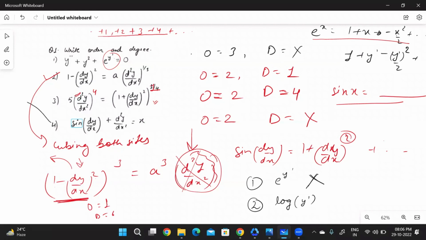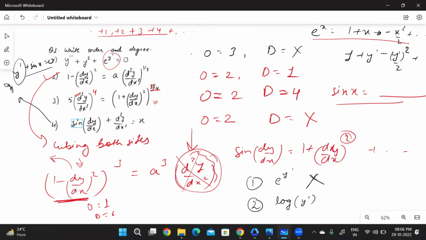Let's say in this fourth one, the question is y dash plus sine x equals 0. So this is a differential equation. Both have order and degree. The order is 1 and degree is 1, because the derivative is free from the sine function.